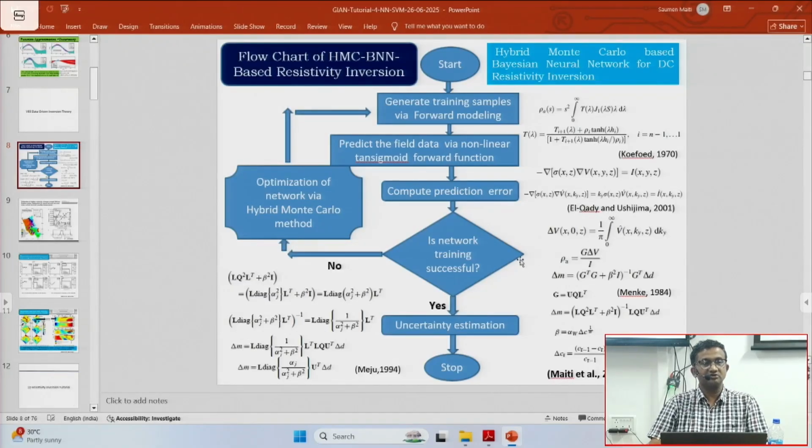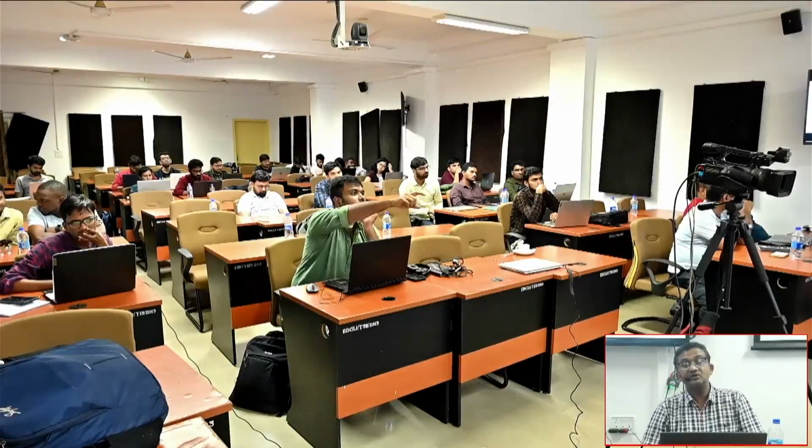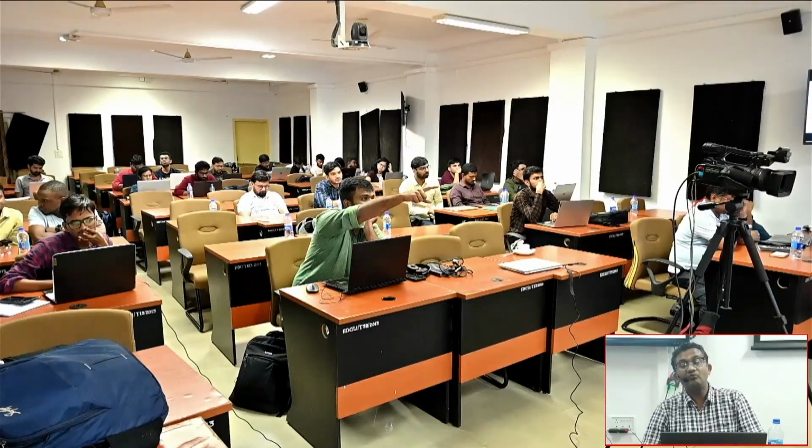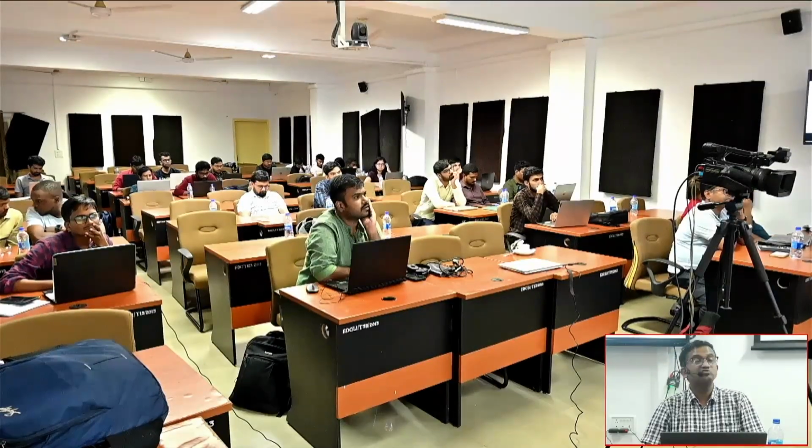Okay. Sir, in the T of lambda, rho is the apparent resistivity? Rho A is the apparent resistivity, and rho is the true resistivity of each layer. What is the difference between the first two equations and the second two equations? The second two equations are actually for the 2D case.